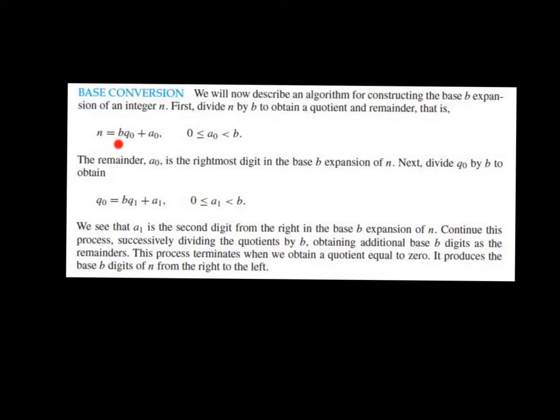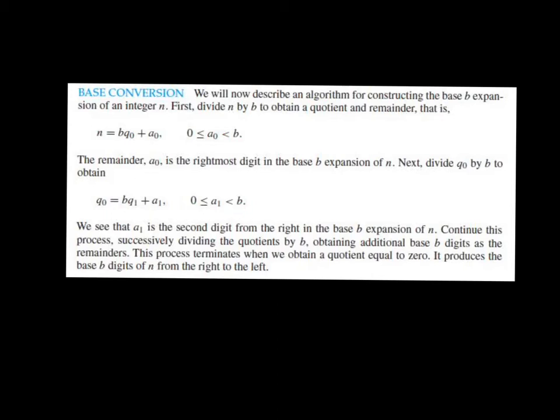So I write n as b times Q0 plus A0, where Q0 is the quotient and A0 is my first remainder. Since A0 is a remainder, it's going to be greater than or equal to 0 and strictly less than b. In other words, it's going to be a digit in this base. So then we do another division. But now I divide b into this previous quotient. So I'm able to write Q0 as b times Q1, another quotient, plus A1, another remainder. And this remainder has to be less than b, greater than or equal to 0. So this is another digit.